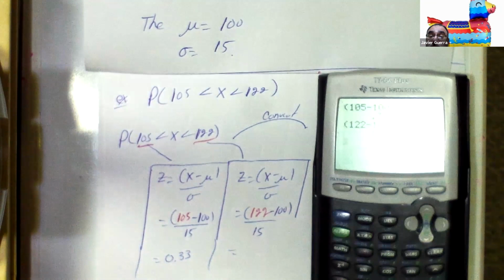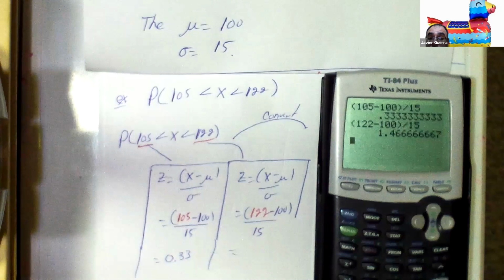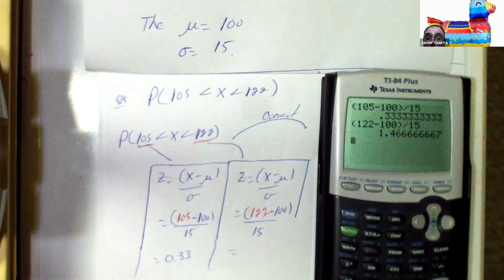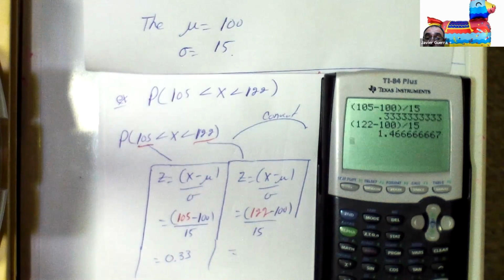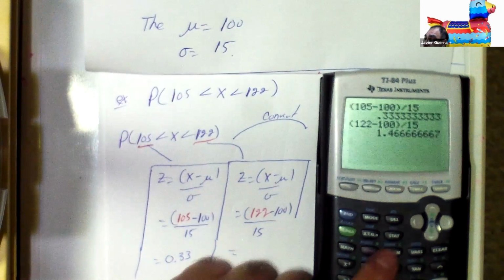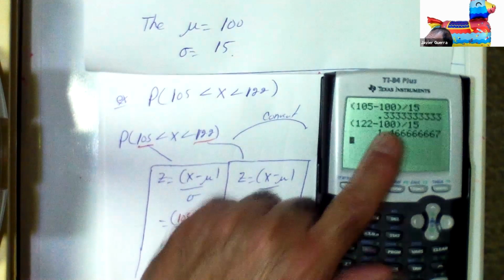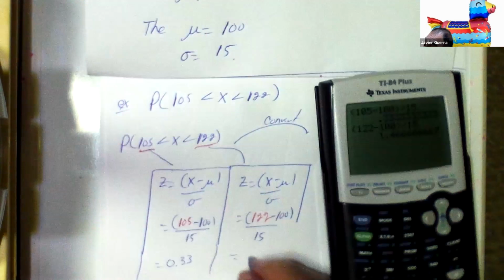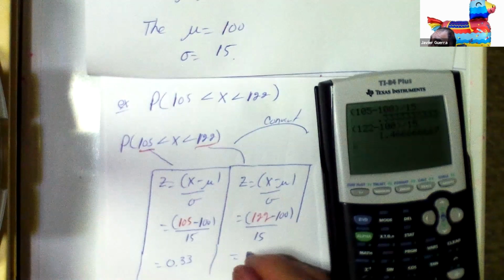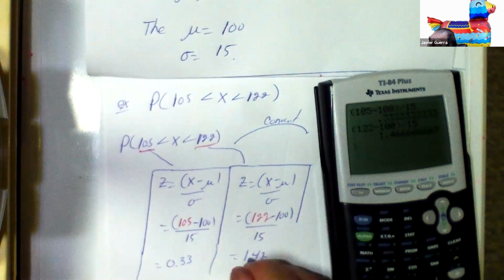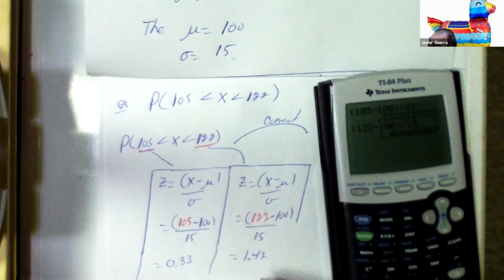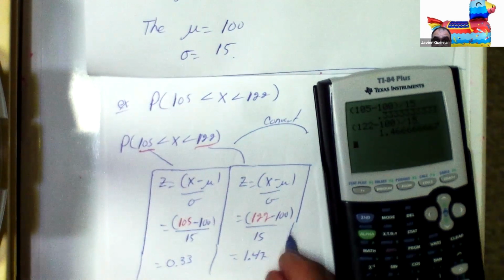0.4666666666. That's evil. I need two numbers behind the decimal, so I'm going to put 1.47. That's going to round to 1.47. Remember, these numbers that are in the formulas, they have to round to 2. You have to have 2 digits behind the decimal. Always 2.